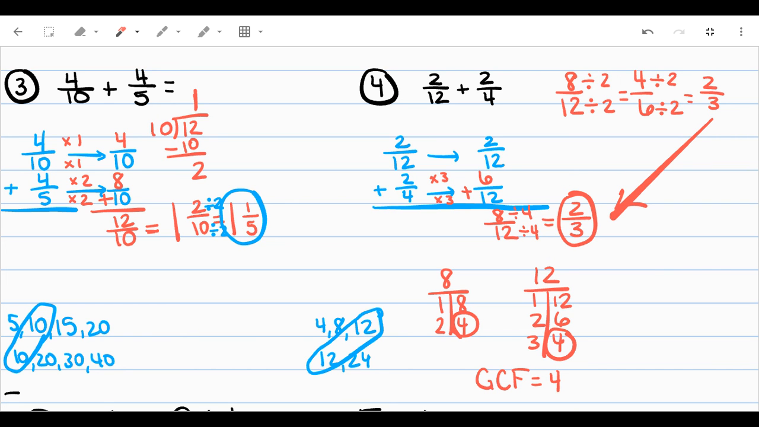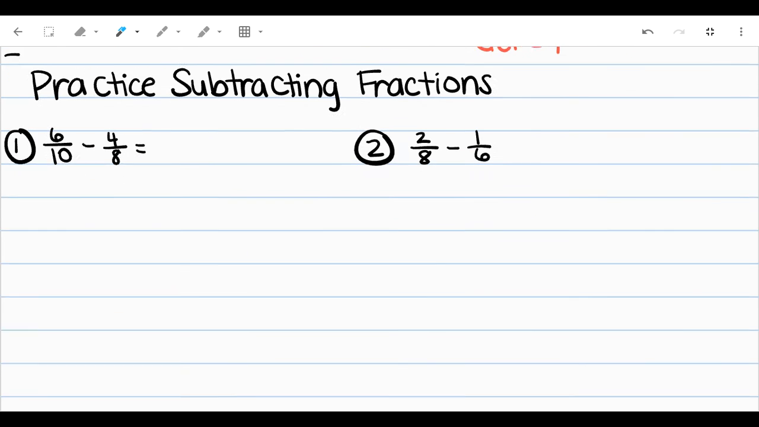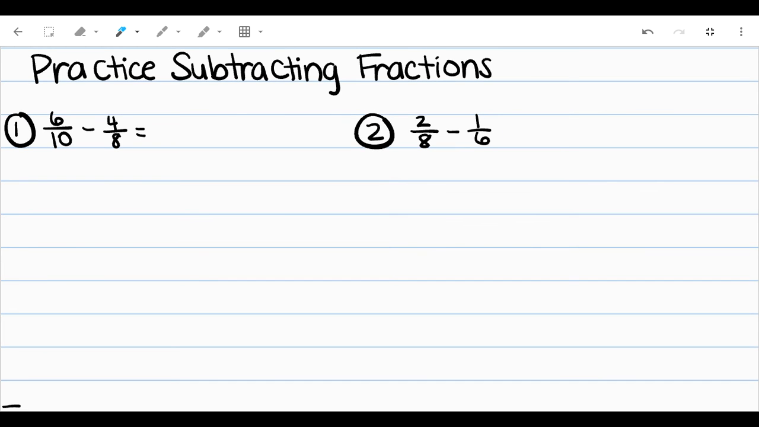It's just simplifying once or simplifying twice, and either way works. So that's how we add fractions with uncommon denominators or unlike denominators. Now let's look at a few examples where we're subtracting fractions that might have uncommon denominators or unlike denominators. We have 6/10 minus 4/8.